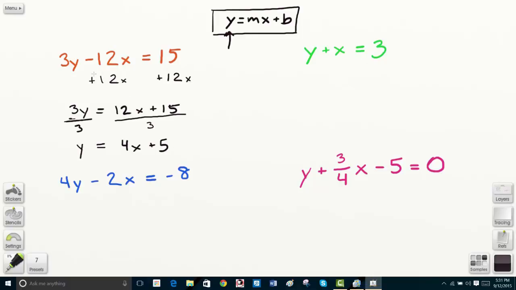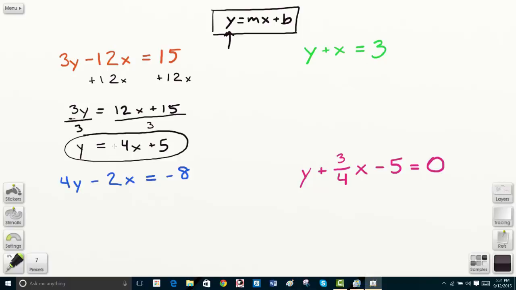How did I do that? Again, I moved the 12x term, and then I divided both sides by 3, and here I have an equation in the form of y equals mx plus b. So what would m be? Well, m would be the 4, right? The coefficient of x, so the slope here is 4. And the b, or the y-intercept, would be the plus 5. It would touch the y-axis at 5. Okay, so that's example 1.